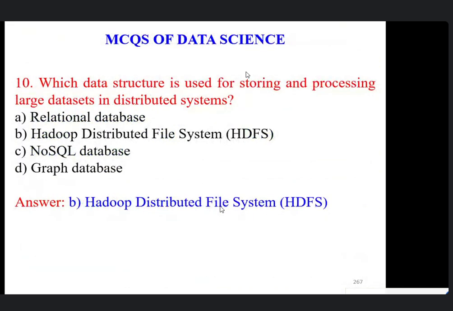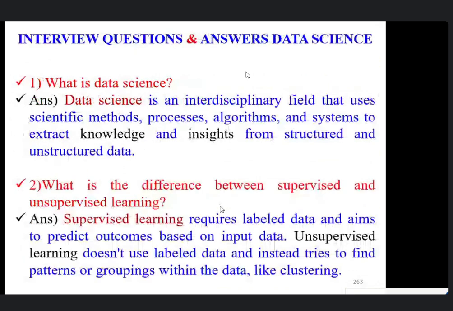So with this one, I'm closing today's class. Tomorrow we will start Python programming, the second module. Once the Python module is completed, we'll come back to data science and implement 15 algorithms.